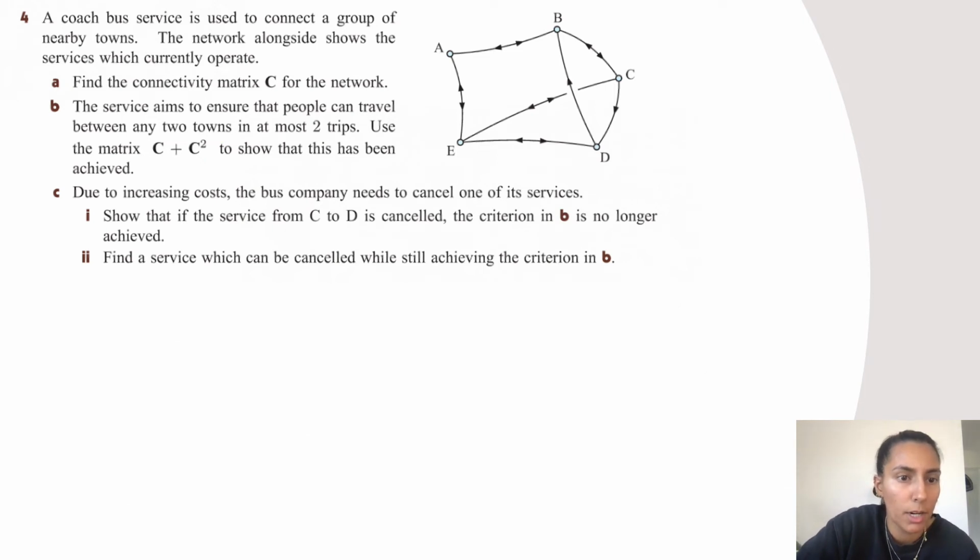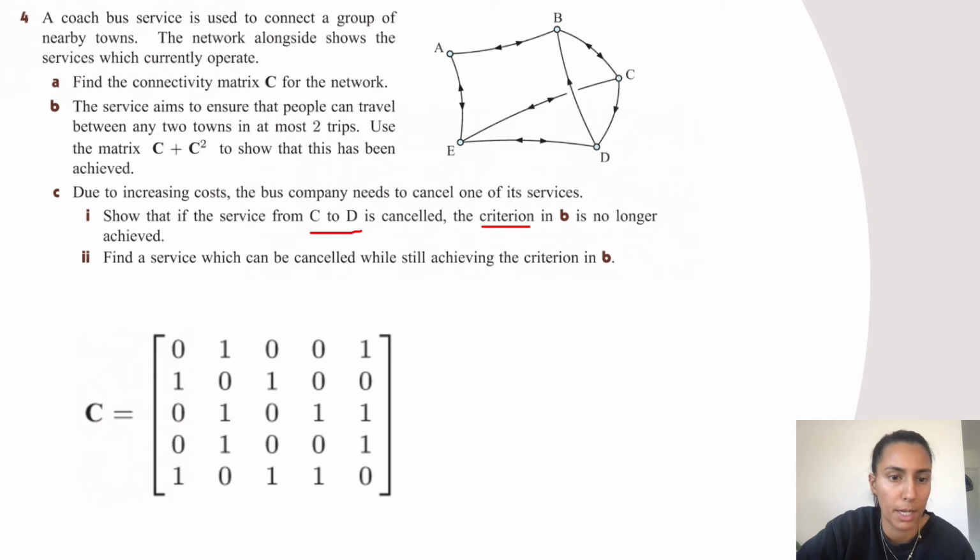All right, let's have a look at part C now. It says, due to increasing costs, the bus company needs to cancel one of its services. Show that if the service from C to D is cancelled, the criterion in B is no longer achieved. So what we're going to do is look at our original matrix here, and you can see I just changed that to a 0. I don't actually need to rewrite this in my graphics calculator. Because I remember it's saved as Mat B, I can just change this one element, and then redo this equation here.